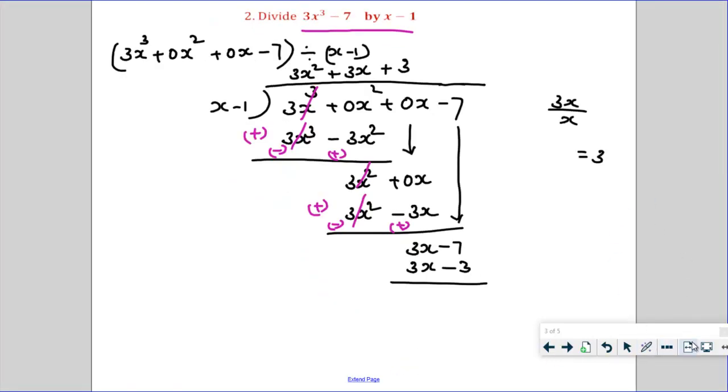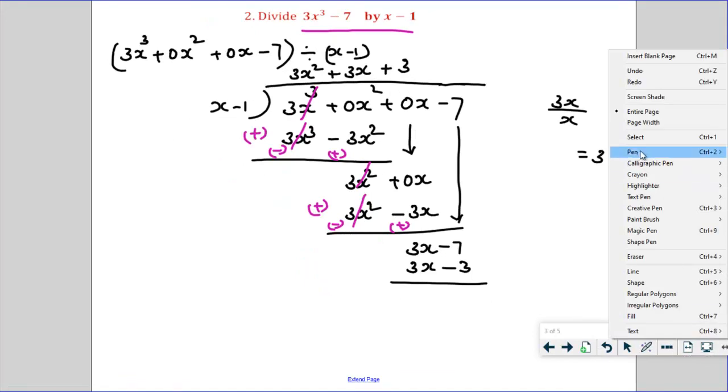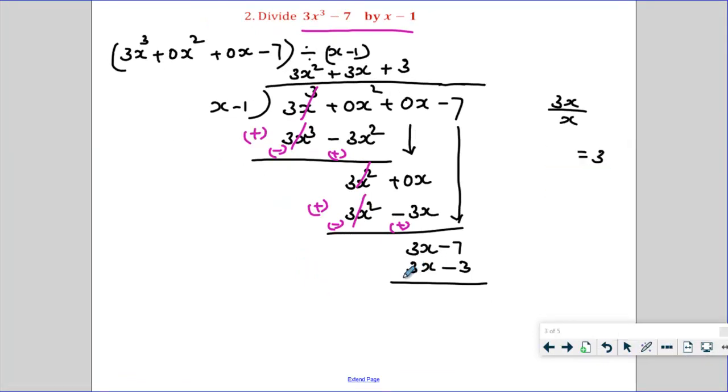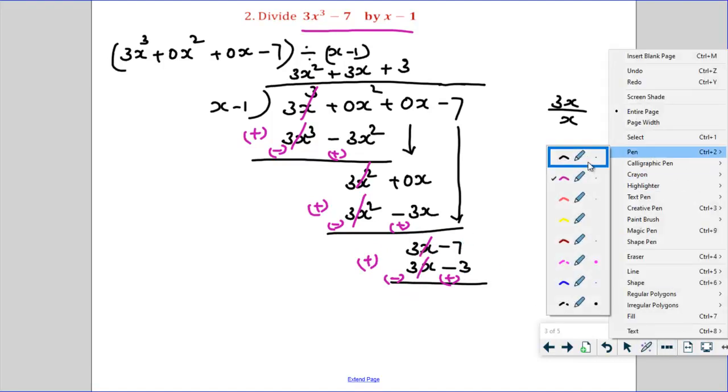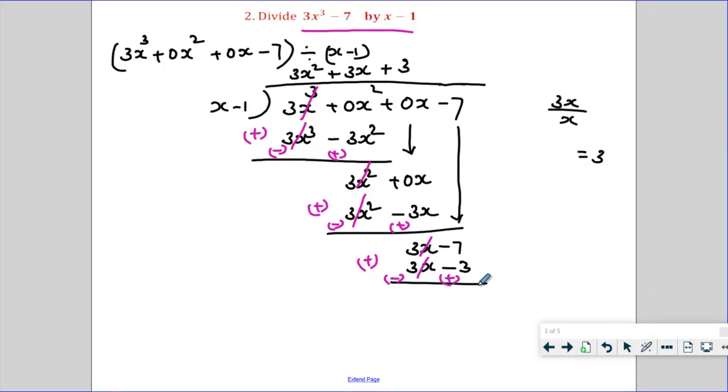Now for doing the subtraction, first you have to interchange the sign. My plus 3 becomes minus and here minus becomes plus. Then you have to add. Now 3x and 3x both will cancel. Here minus 7 and plus 3, both signs are different, so we have to subtract. 7 minus 3, that is equal to 4. The sign is minus 4.